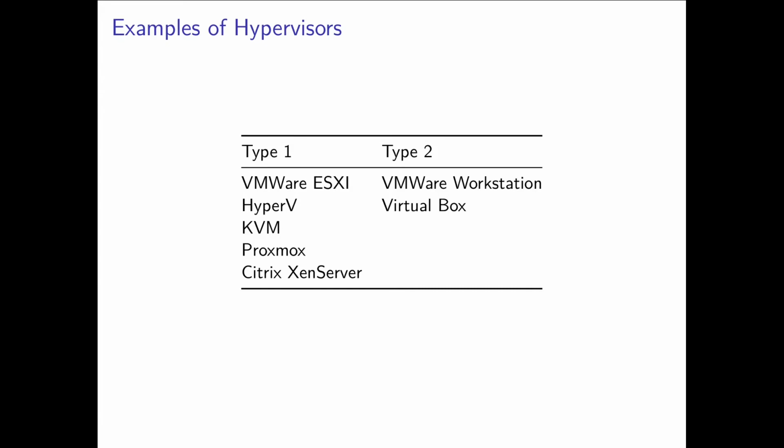So Hyper-V is built into Windows. Usually you need a Pro license for that. VMware Workstation is paid, but there is a free version called VMware Workstation Player. And VirtualBox is completely free, for the most part. Also on the Type 1 hypervisors, KVM and Proxmox are also free. But for our scenario, we're going to be using VirtualBox.